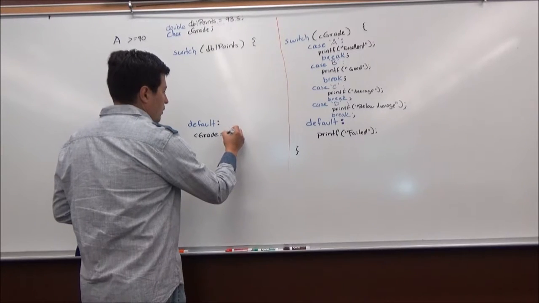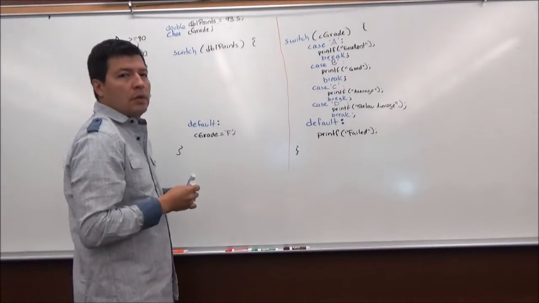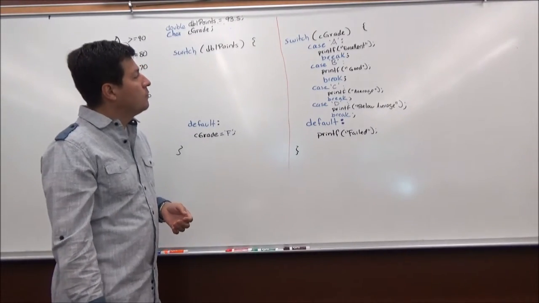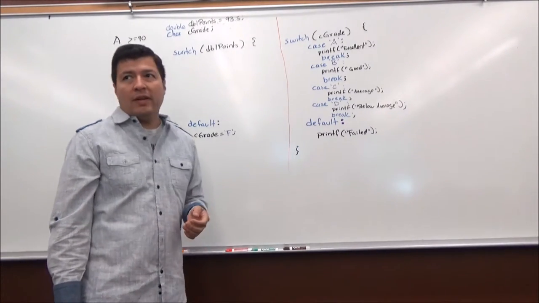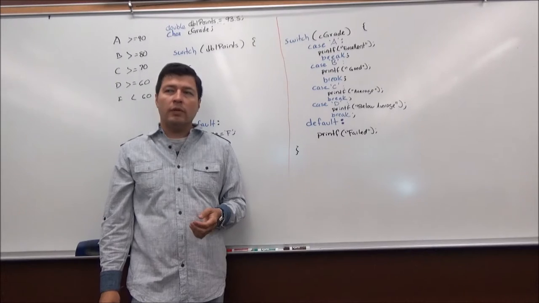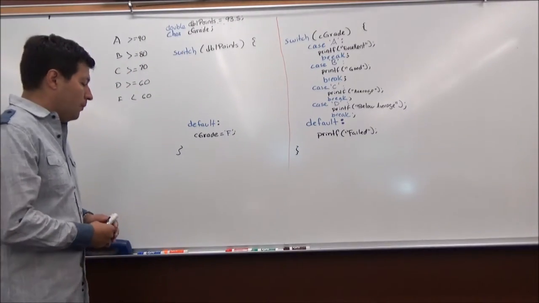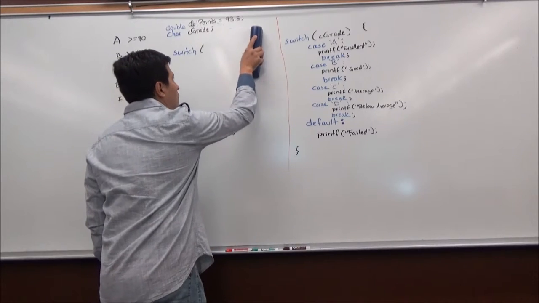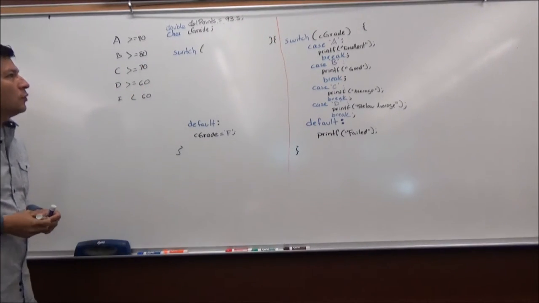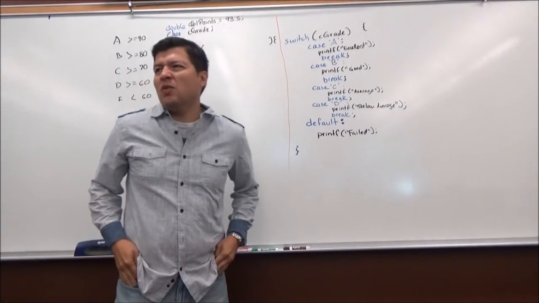Why do you think I can't? I have to use a case, and in the case, I cannot say greater or equal than 90. I could do case 90, but then do I want to do case 90.1, 90.11, and so on until I get to 100? I'd be crazy, right? So, switch doesn't allow you to do floating decimal values. You know why?